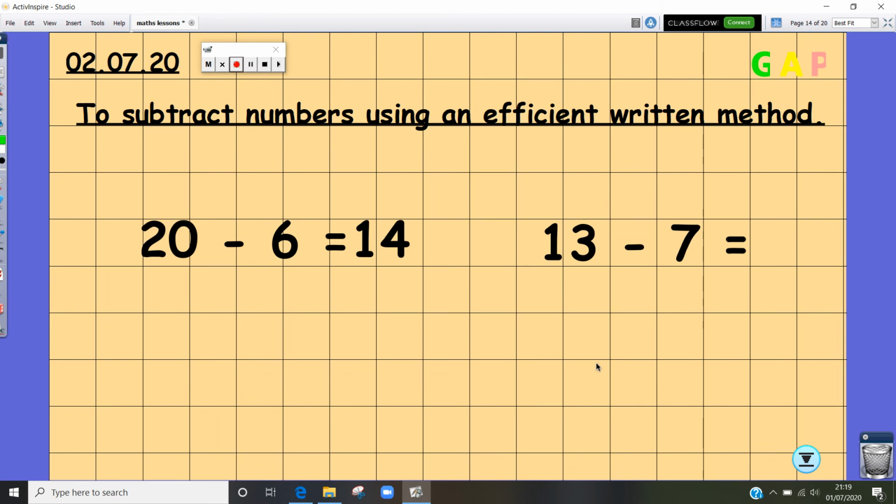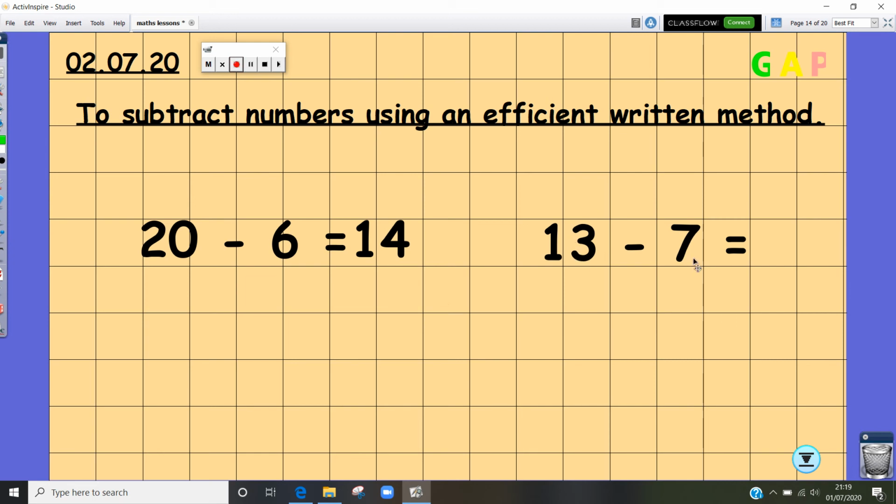Now we can also do this with our jottings. We can have 20 and we can subtract 6. Or you could do it with counters, or you could do it with a number line. It is entirely up to you how you want to work it out, using all the different strategies that you can for the calculation.